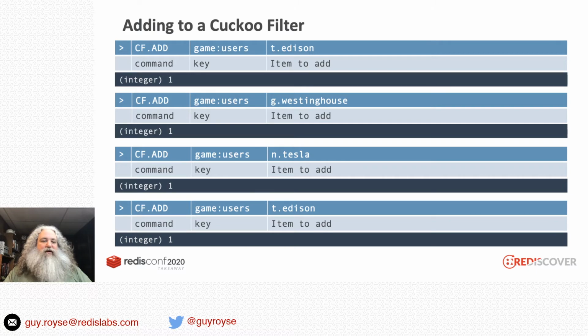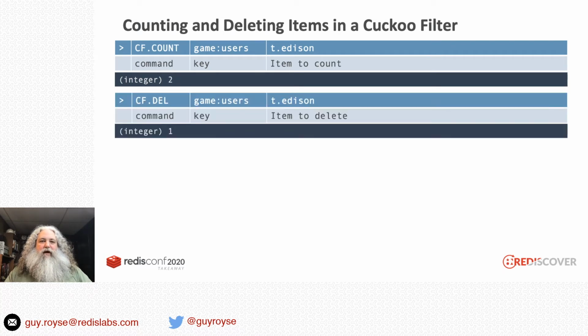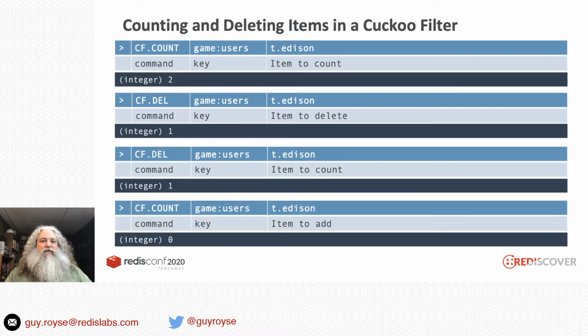If it's not okay, it will give an error. So at this point, Thomas Edison's been added twice, and so he should have a count of 2, whereas George and Nikola have been added once, and so they should each have a count of 1. So let's call CF count, and we see that indeed Edison does have a count of 2. If we delete Edison twice and count it again, you can see that Edison has a count of 0.